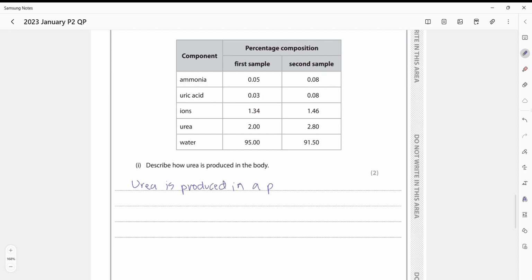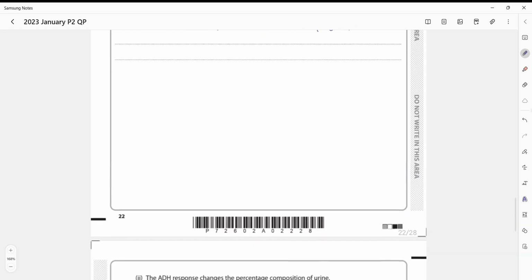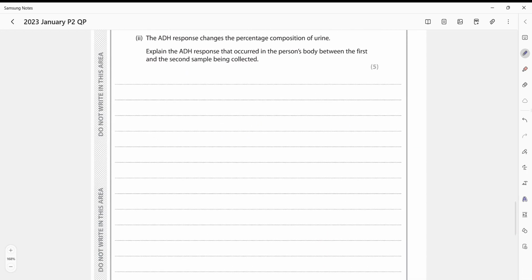So urea is produced in a process called deamination, which occurs in the liver. Okay, let's move on to part 2. The ADH response changes the percentage composition of urine. Explain the ADH response that occurred in a person's body between the first and the second sample being collected.